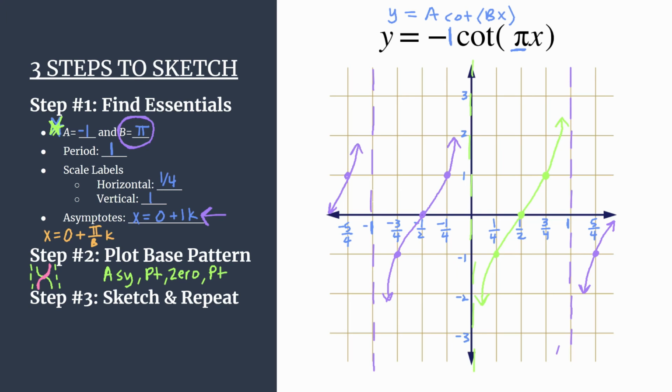And that's really all there is to this one. Hopefully this helped you feel comfortable with 3 steps to sketch for graphing unshifted cotangent graphs.